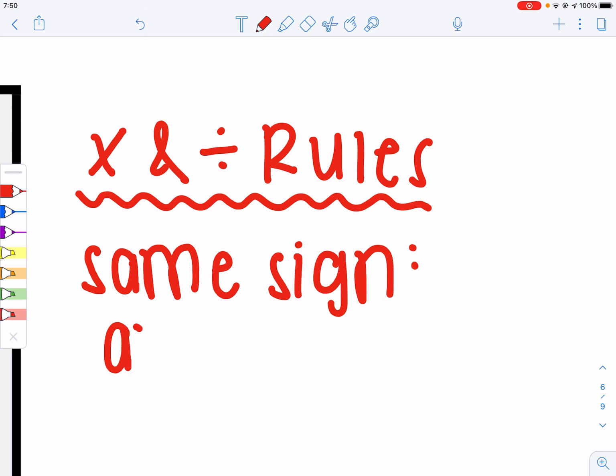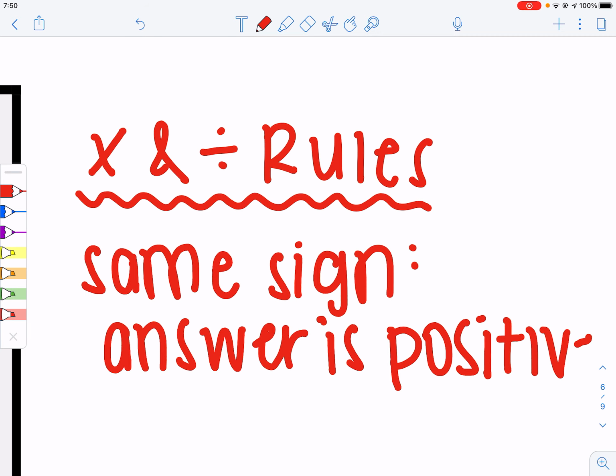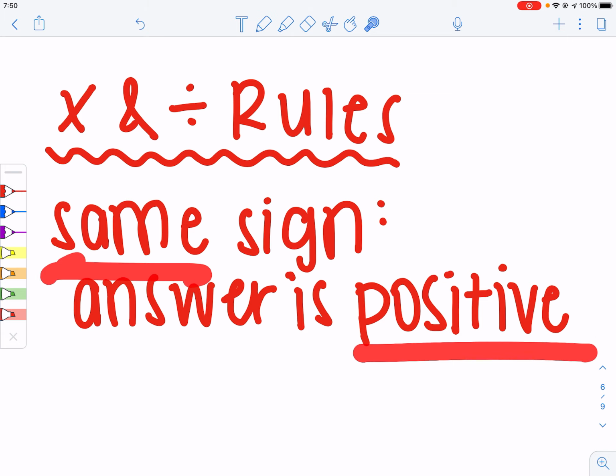When they have the same sign, your answer is positive. So if your two numbers have the same sign, meaning it's a positive times a positive or a negative times a negative, your answer is always going to be positive.